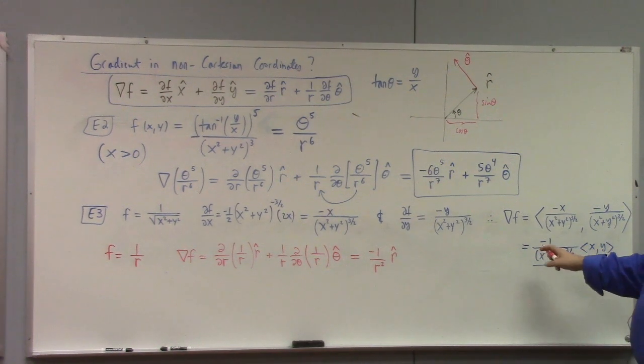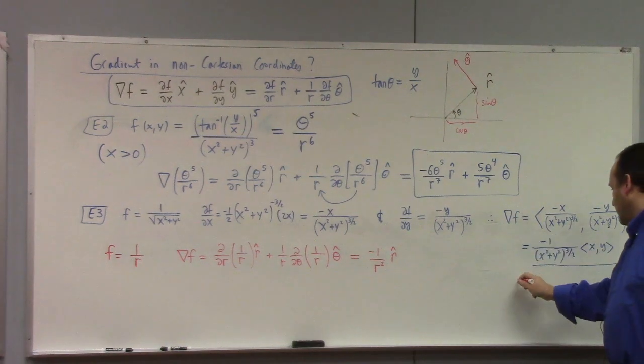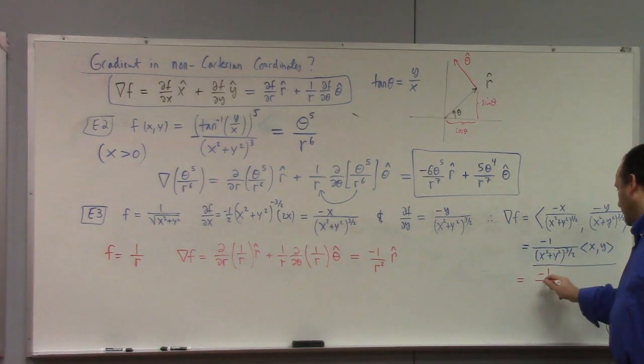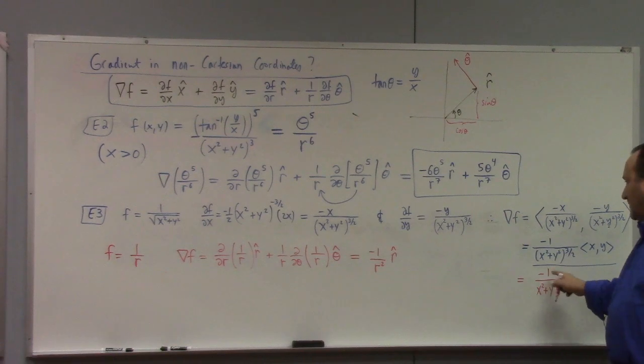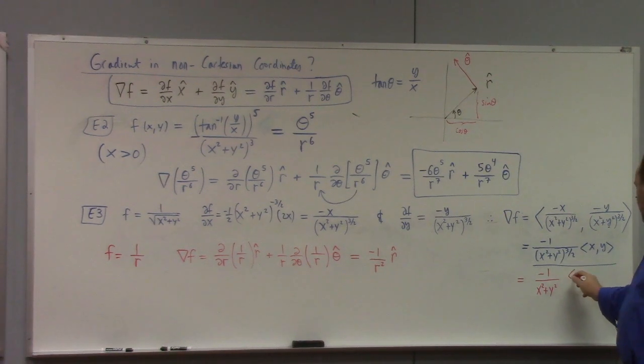Now if you want to see how this is that, notice that this is also equal to minus 1 over x squared plus y squared, that would be r squared, right? And then this is xy. What is xy over the square root of x squared plus y squared? Do you guys see what this is? That is exactly the vector of length 1 that points directly out from the origin. This is r hat in Cartesian coordinates.